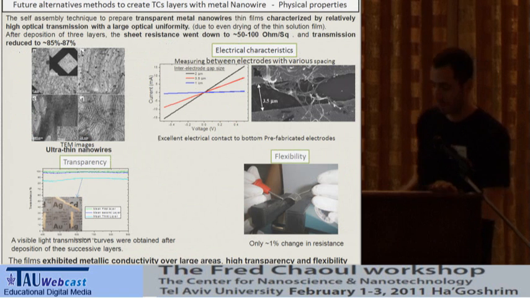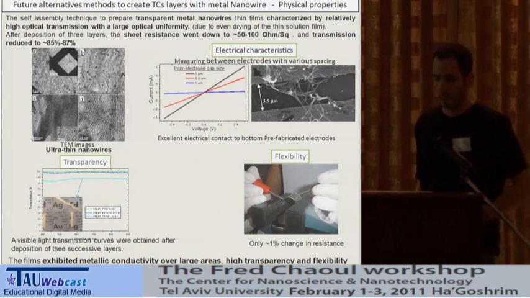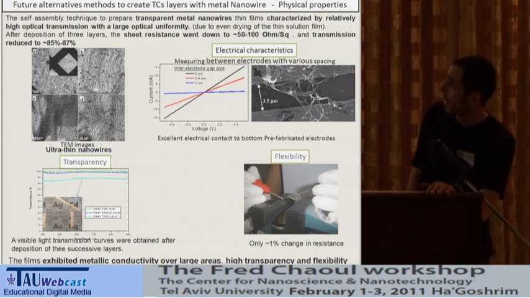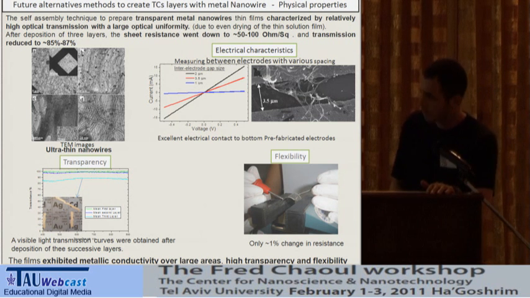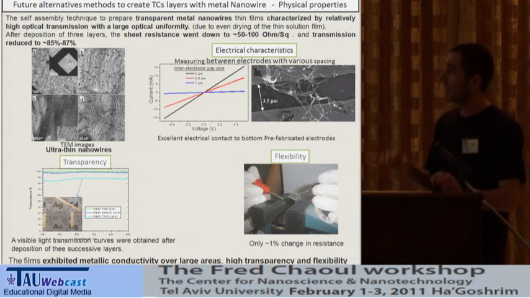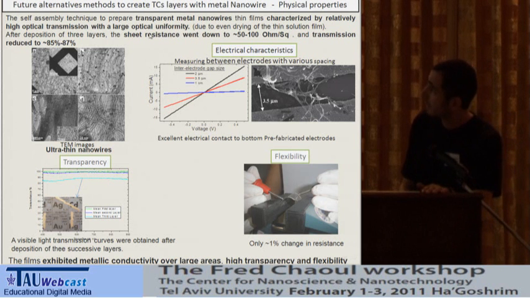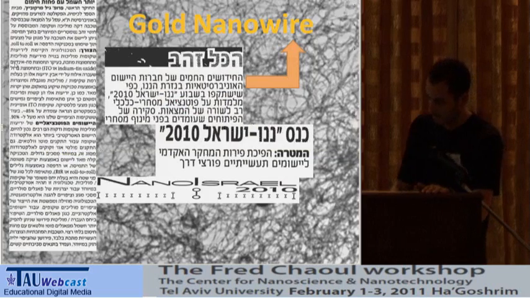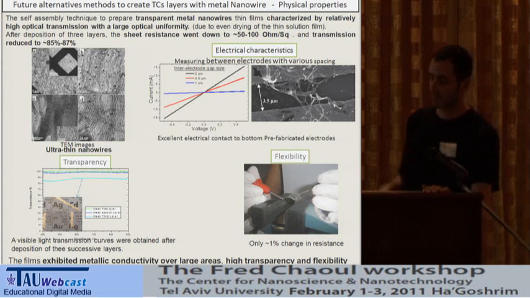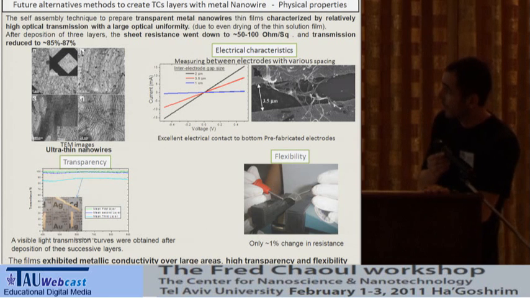Our technique to prepare ultra-thin metal nanowires for transparent electrodes is a cheaper and simpler way. Our technique leads to high transparency, flexibility of the film, and high electrical conductivity between the device and the ultra-thin nanowires. In the left image, you can see images that indicate successive ultra-thin nanowires also for macroscopic area.